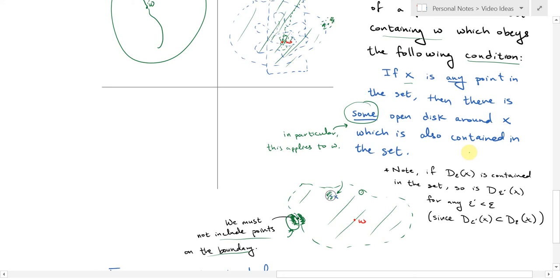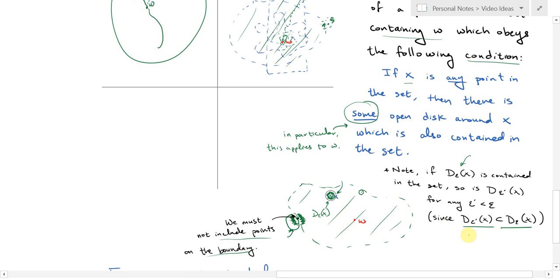Note, by the way, that if d sub epsilon of x, a disk of radius epsilon around x, is contained in the set, then so is d sub epsilon prime of x for any epsilon prime less than epsilon. If I pick a smaller open disk centered at x, of course that's contained in the bigger open disk. So if the bigger open disk is in my set, then of course every smaller open disk is in my set too. That's just a side note.